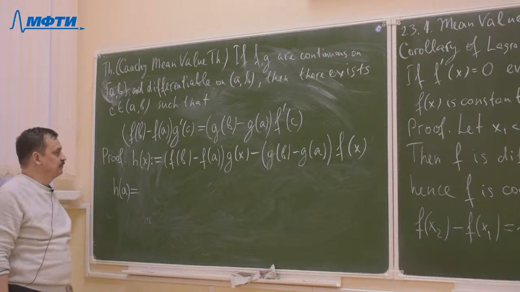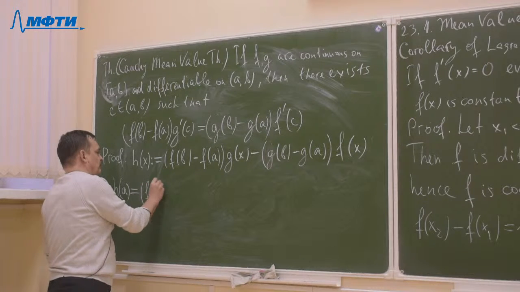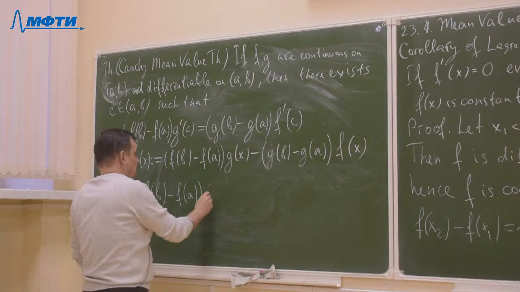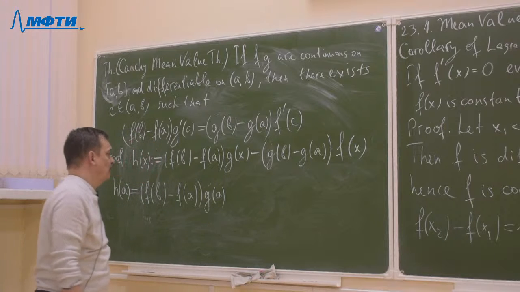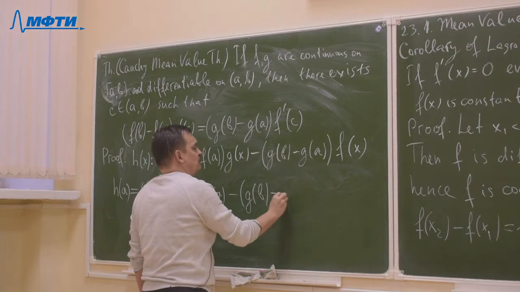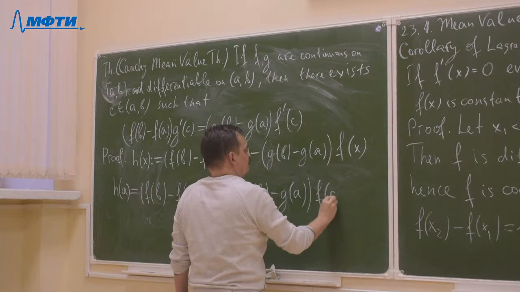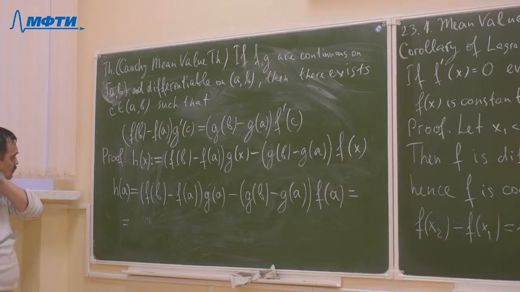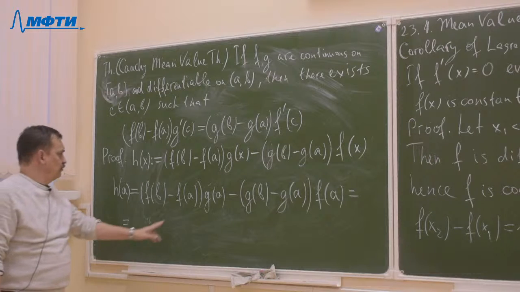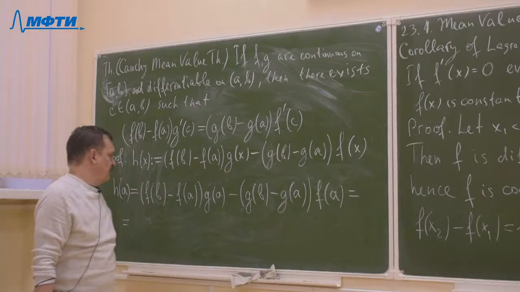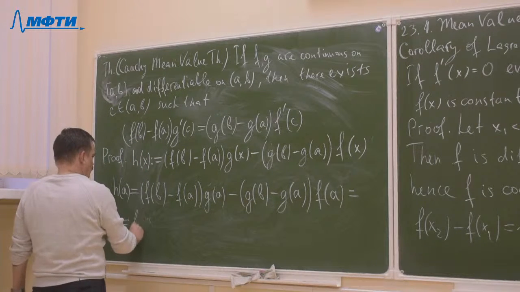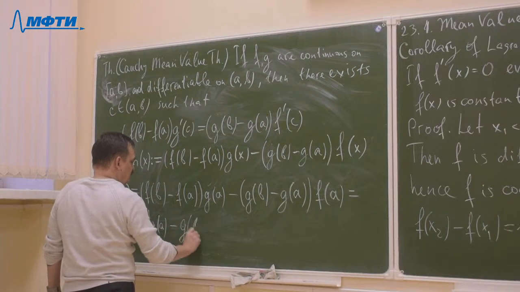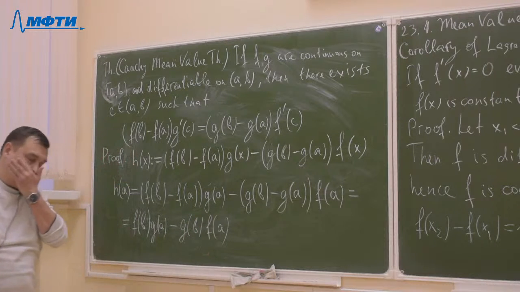h of a, okay, just substitute: f of b minus f of a times g of a minus g of b minus g of a times f of a equals, so what is it? We see that f of a, g of a cancel, they are with different signs, so we have f of b times g of a minus g of b times f of a.